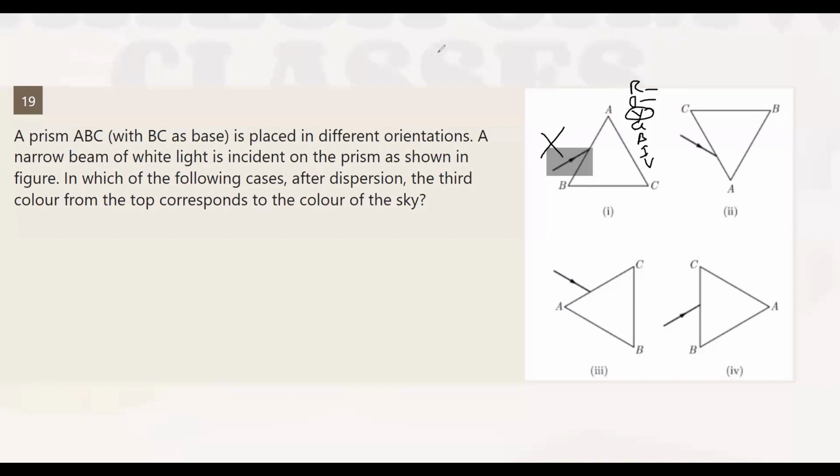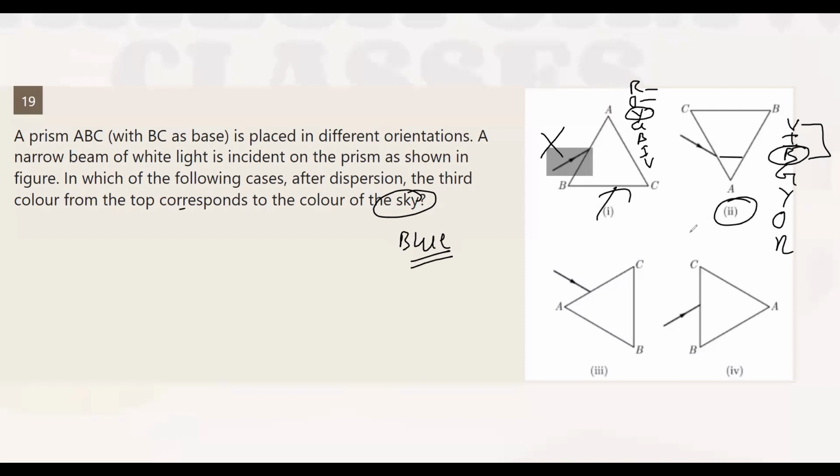Conversely, you can see that here it is placed inverted. So when dispersion takes place, it will be opposite, right? If the prism is inverted, then the VIBGYOR will also be inverted. Yes, B is over here, third from the top. The color of the sky is blue, which everybody knows. So the correct option is B, the second one. This is the correct option here.